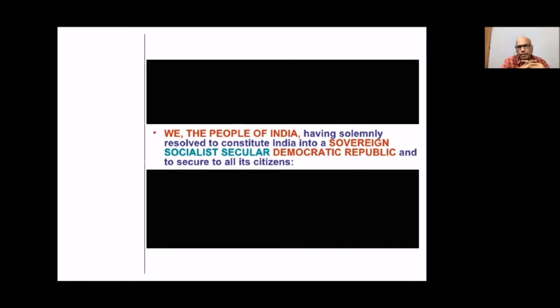We, the people of India, having solemnly resolved to constitute. I mentioned that Nehru presented an objective resolution. Nehru told everybody, look, when you are drafting something, let us make our country a sovereign, a socialist. Socialist I'll come to later. So a socialist and secular democratic republic. So Nehru said, let us make our country a sovereign democratic republic. At that point of time, socialist and secular we added in 1976.